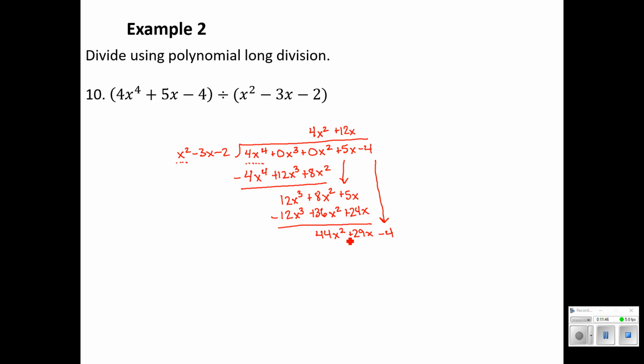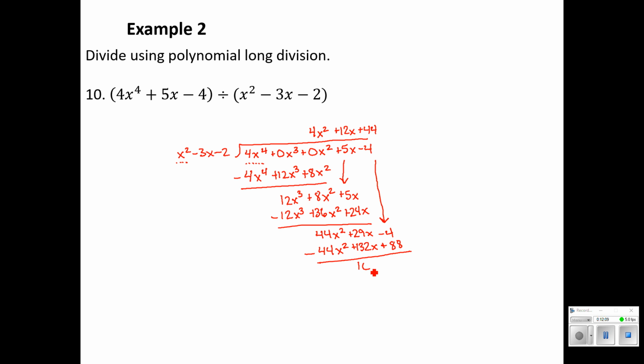What do I multiply x squared by to get to 44x squared? Well, positive 44. 44 times x squared, 44x squared. 44 times negative 3, negative 132. And 44 times negative 2, negative 88. Switch the signs and add.